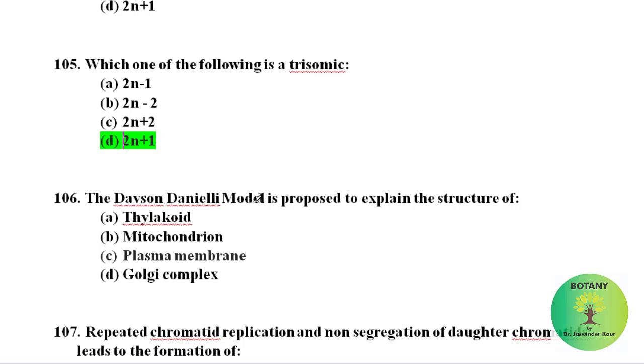The Davson-Danielli model is proposed to explain the structure of the plasma membrane by Davson and Danielli in the year 1935. This model describes a phospholipid bilayer that lies between two layers of globular proteins, and it is trilamellar and lipoproteinaceous.